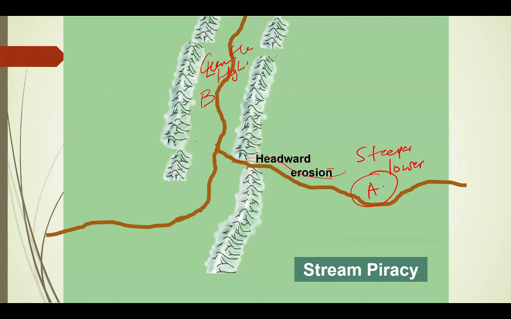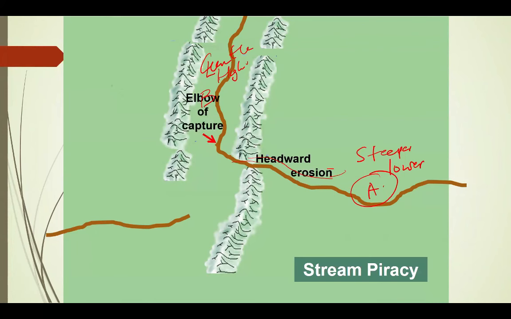So at the point where they join, what's going to happen? This water is going to flow towards the lowest point. This water is going to follow a steep gradient towards the lowest point. And what is happening now? This is what we call river capture or stream piracy. And we must be able to label the features of a stream piracy.